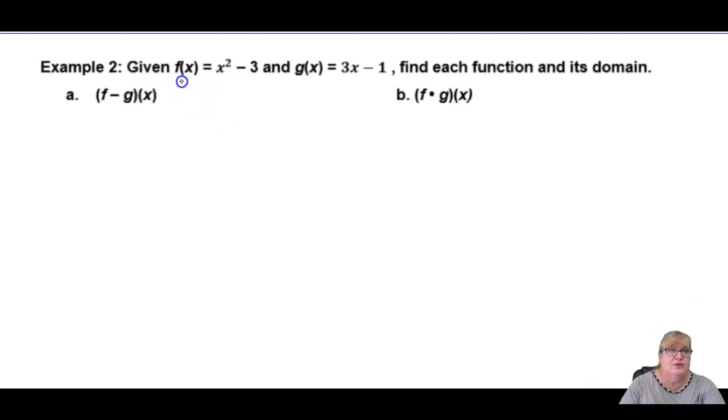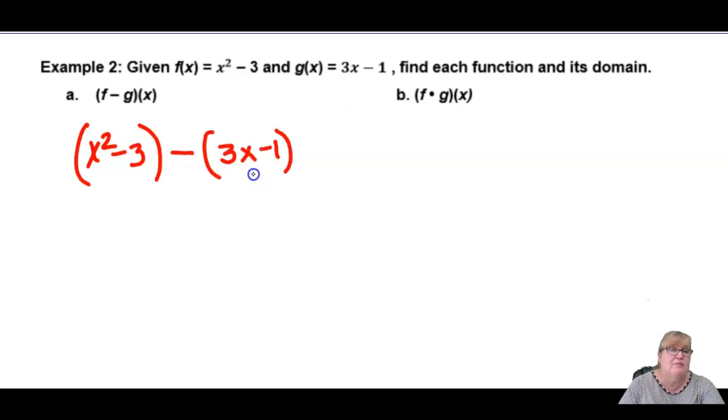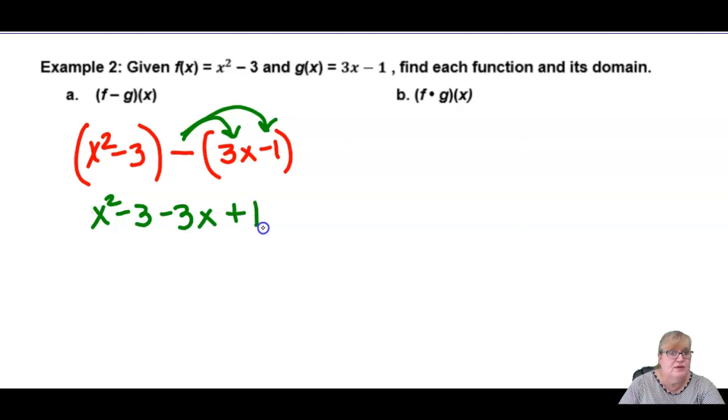All right, so given this f and this g, we are supposed to subtract for part A. So if we write down the f function, we are supposed to subtract the g function. And I'm putting them in parentheses because somebody's going to forget that when you subtract, you're distributing that. So we end up with x squared minus 3 minus 3x plus 1. Combine those like terms and put it in standard form, which means exponent power highest to lowest. So we have x squared, a minus 3x, and then the constant term of negative 3 plus 1 is negative 2.